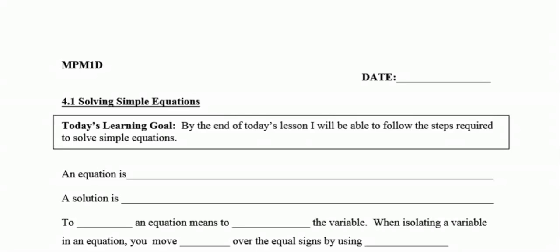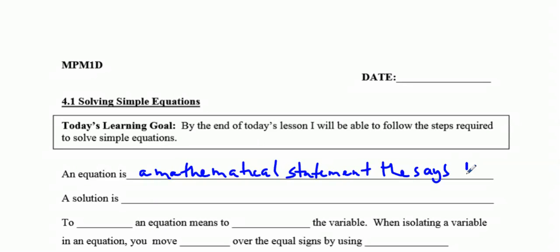Okay, we're starting chapter 4 today, and we're going to be solving equations in this chapter. So by the end of today's lesson, you should be able to follow the steps required to solve simple equations. So an equation is just a mathematical statement that relates two expressions and says they're equal.